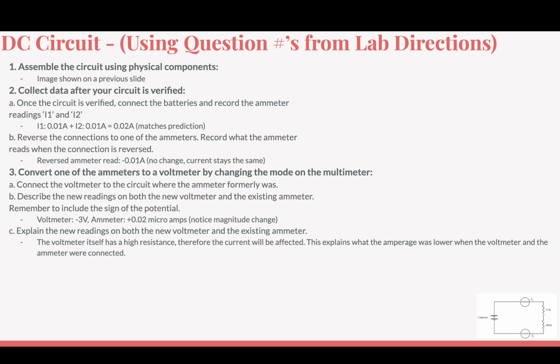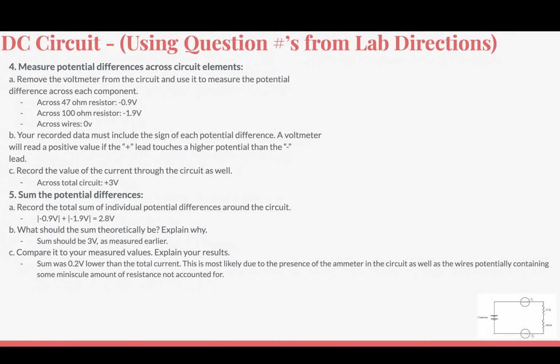Next, I converted one of the ammeters to a voltmeter. I connected the voltmeter to the circuit where the ammeter formerly was, and after reading the voltmeter, it read negative 3 volts. The ammeter read plus 0.02 microamps. Notice the magnitude change. The reason for this is because the voltmeter itself has a high resistance, therefore the current will be affected.